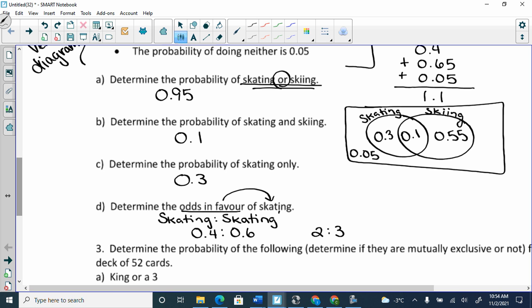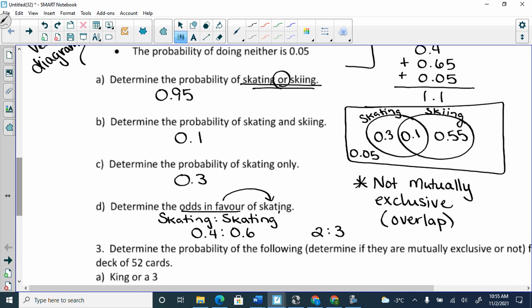Is this a mutually exclusive Venn diagram or not mutually exclusive? This is not mutually exclusive. And why is it not mutually exclusive? Because there is overlap. There are some people who skate and ski, right? If the skate and ski spot has some number in it, they overlap. There's some people that do both, and if there's people who do both, it's mutually exclusive. Not mutually exclusive, sorry.